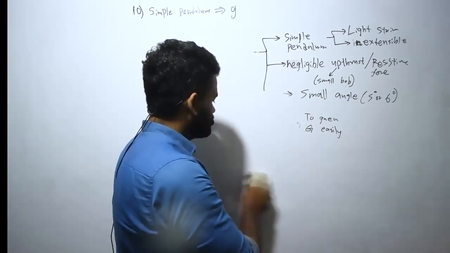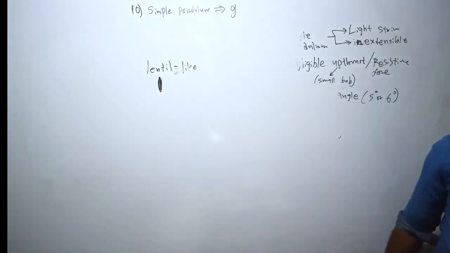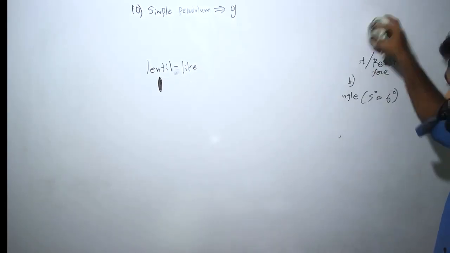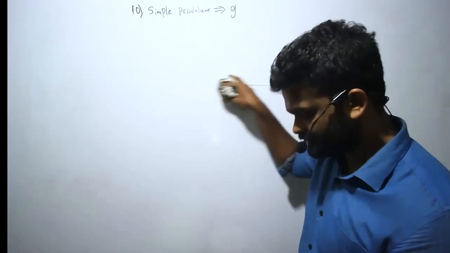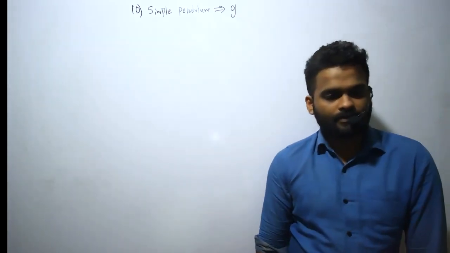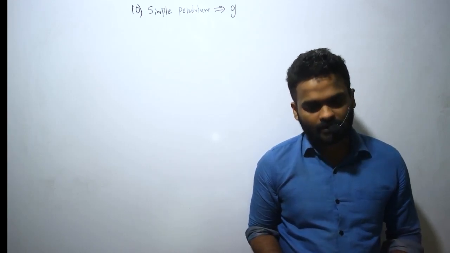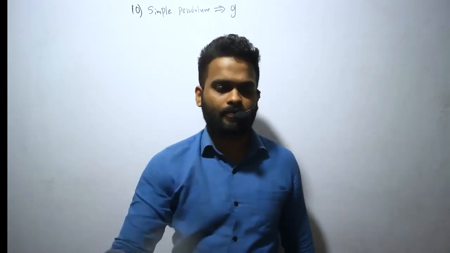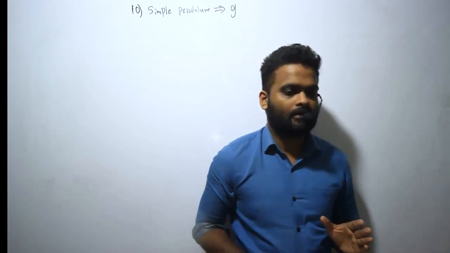Then third one, write down. The pendulum is to be moved at small angles. Within brackets, 5 degrees or 6 degrees. 5 degrees or 6 degrees. Everyone done? Thumbs up, right, if you're done. Done writing.